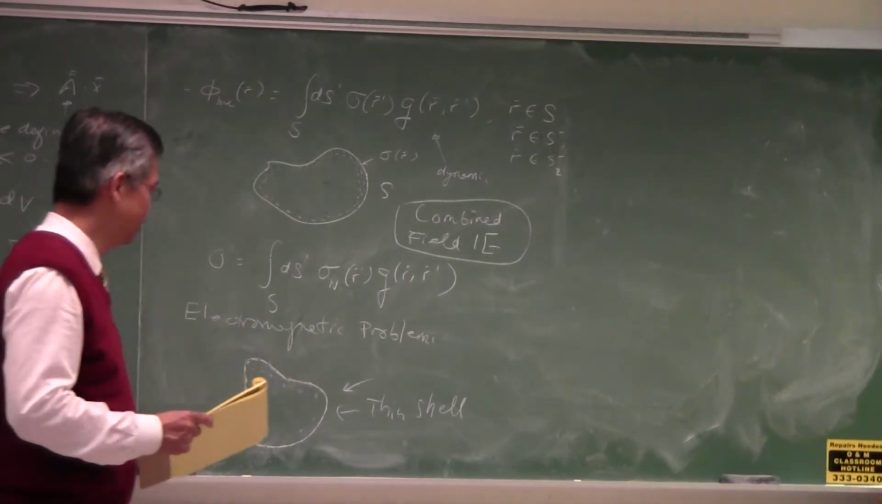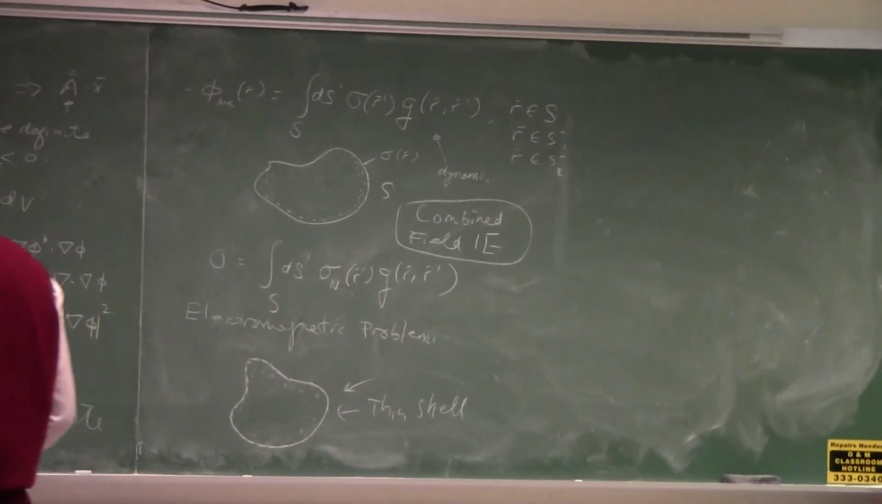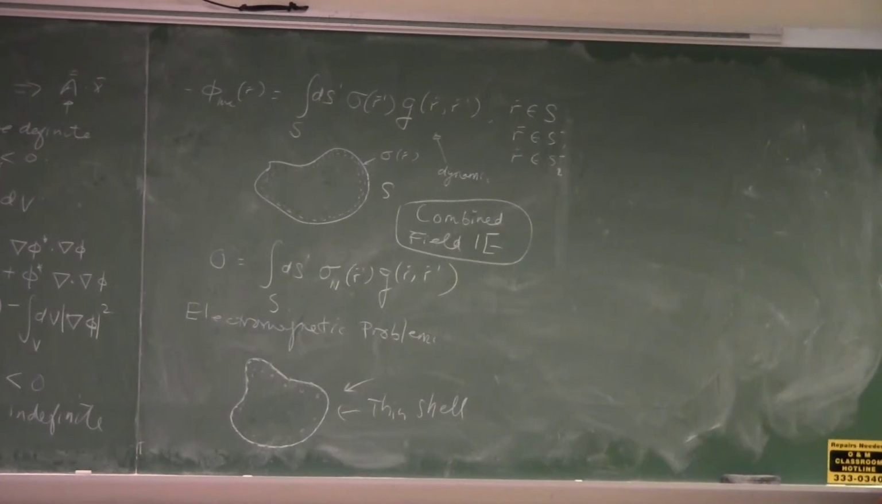So you can read up more on this in the textbook if you want to. I can give you more to read if you want to. But I want you to understand the physics of this and why it comes about and how you can avoid it. Okay?